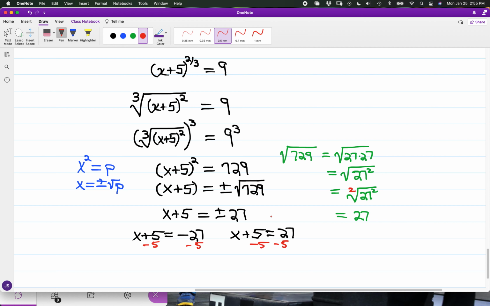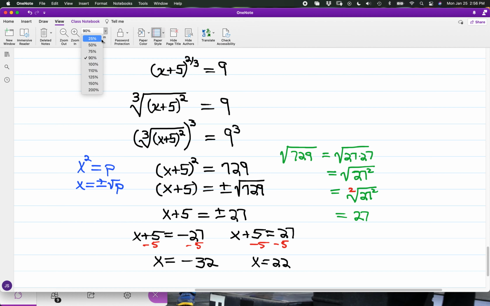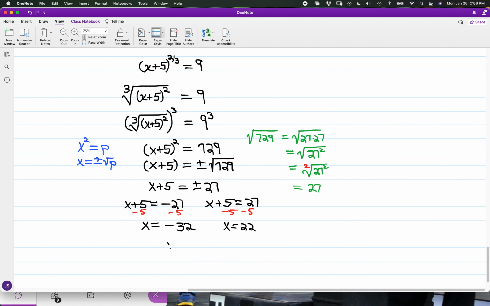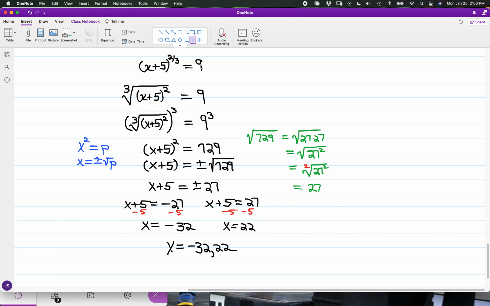Taking 5 away from both sides in both equations: if x plus 5 is equal to negative 27, we have x equal to negative 27 minus 5, which would be negative 32. And if x plus 5 is equal to 27, we come out to x is equal to 22. So there are a couple of solutions for x: negative 32 and positive 22. All right.